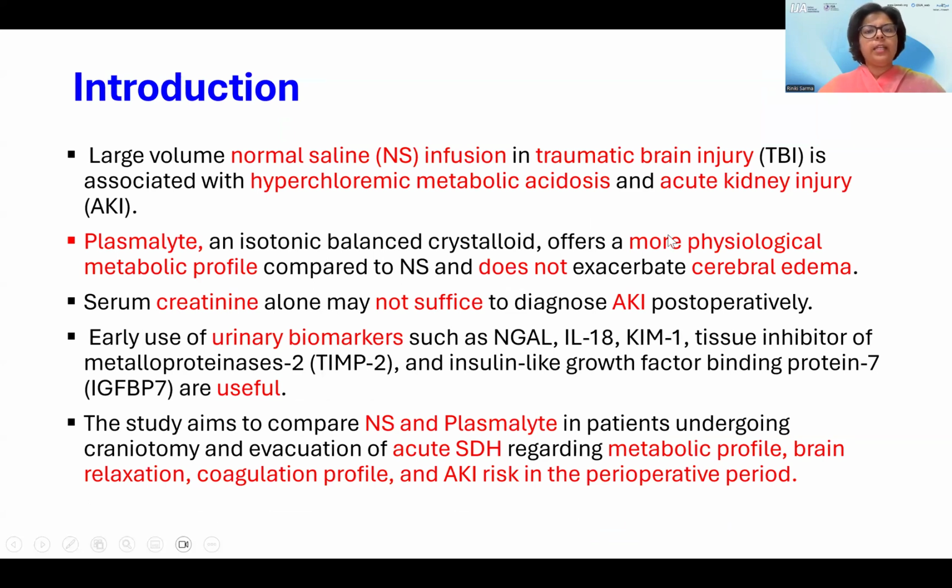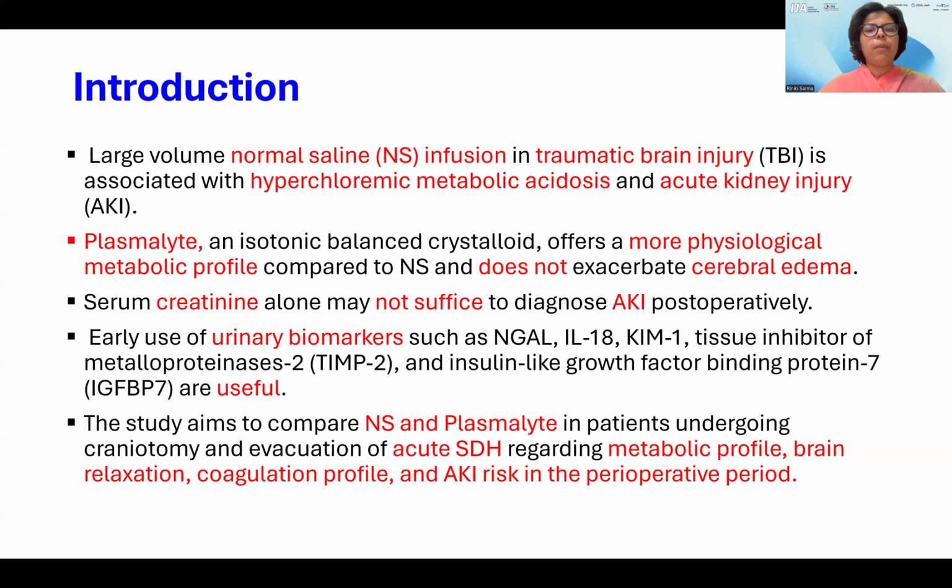Large volume normal saline infusion in traumatic brain injury patients is associated with hyperchloremic metabolic acidosis and acute kidney injury. Plasmalyte is an isotonic balanced crystalloid that offers a more physiological metabolic profile compared to normal saline and does not exacerbate cerebral edema. Serum creatinine alone may not suffice to diagnose acute kidney injury postoperatively.